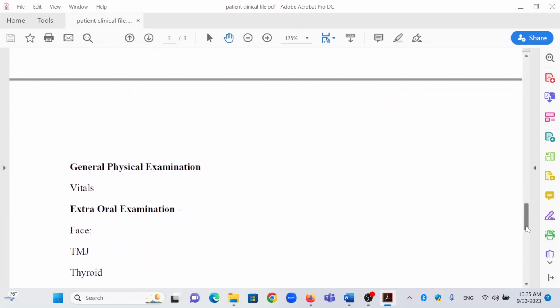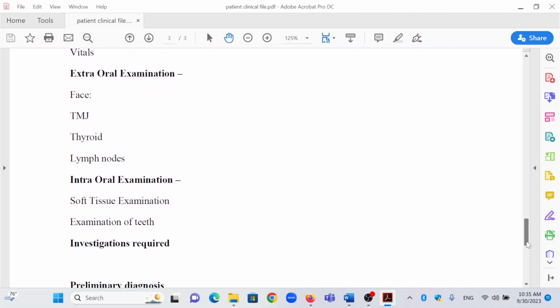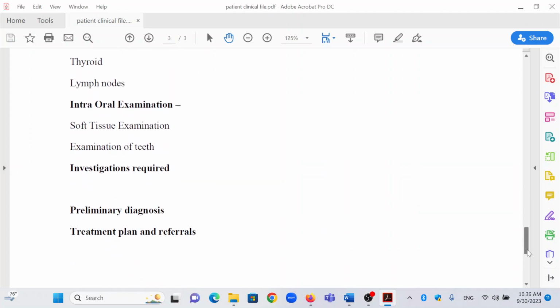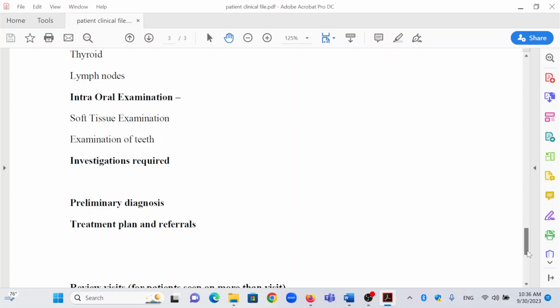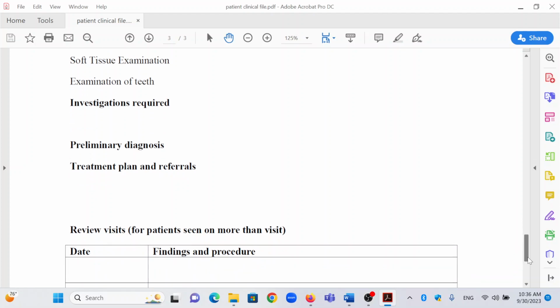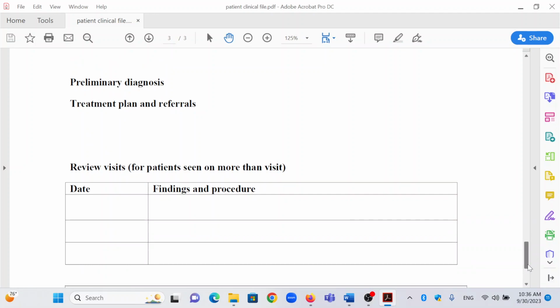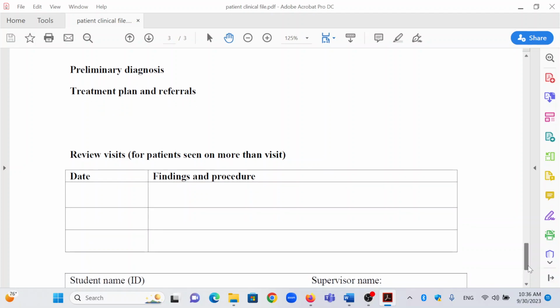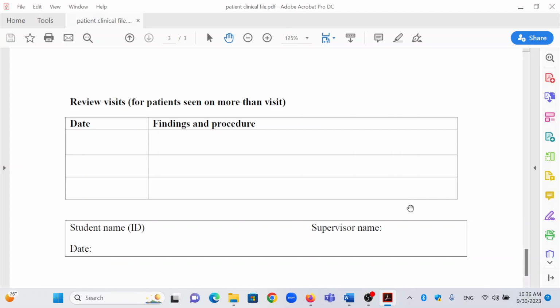Now, the second part of the patient clinical file constitutes the clinical findings of the examination, investigations required, preliminary diagnosis, and if not known, we can put down the differential diagnosis, and then the treatment plan. And if the patient is going to be reviewed, for example, due to the persistence of oral lesions, or because we are going to follow up the drugs prescribed to this patient, and so on, we have here a section for the review visits.